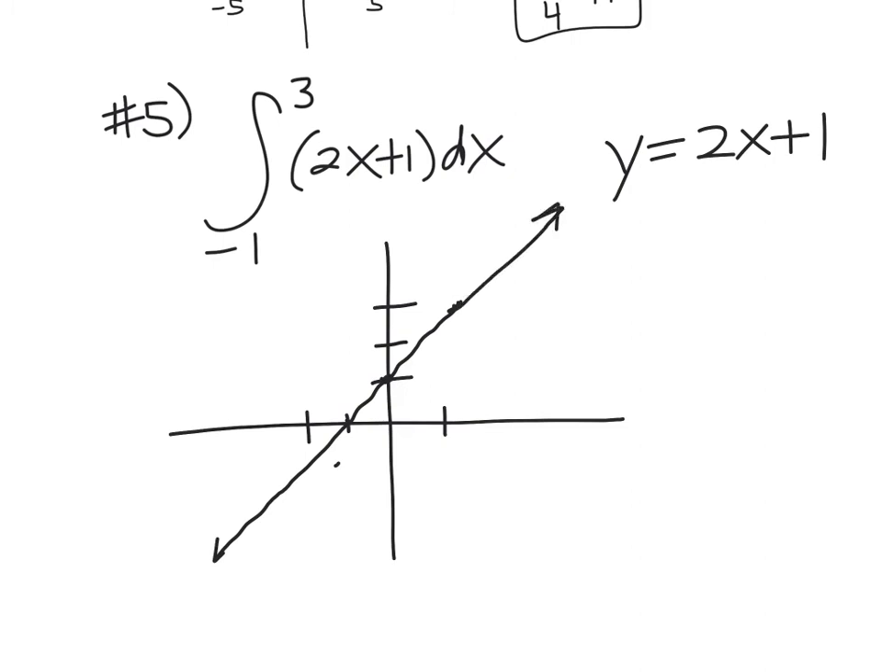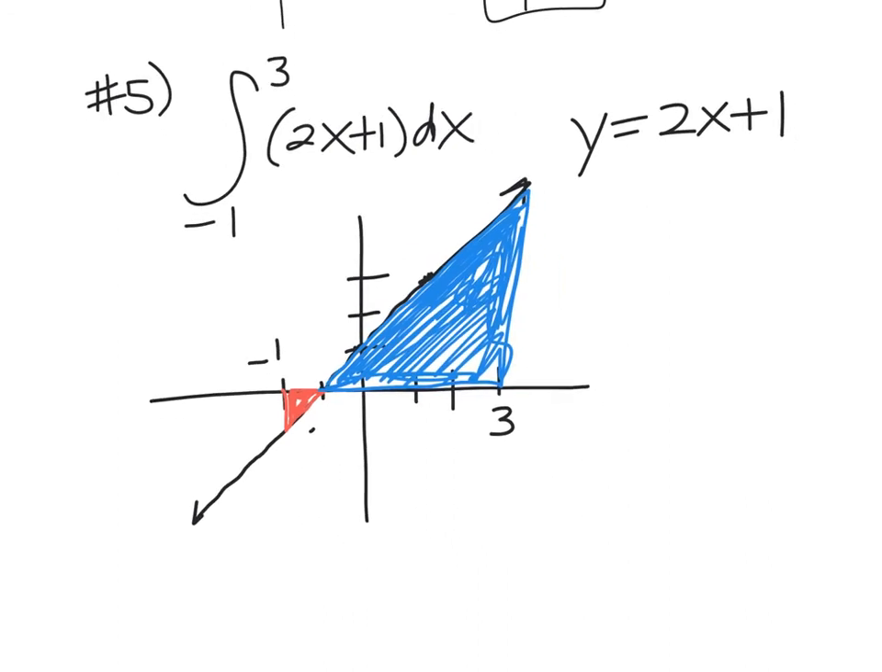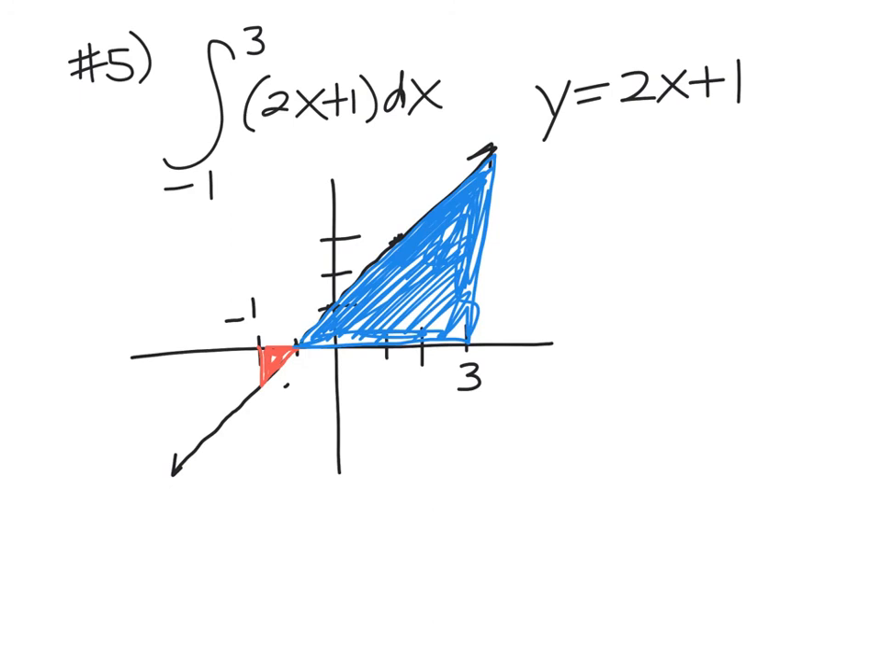Now, I really cared about that point for a reason. Here's my reasoning. I have -1, I have 1, 2, 3. When I'm integrating, I have to find the area of this, which is negative. And then I have to find the area of this, which is positive. And then I have to subtract the negative part off. Now I have to find the area of that little triangle there.